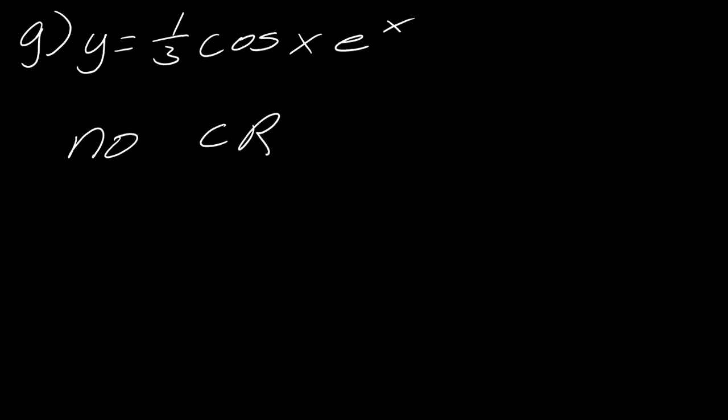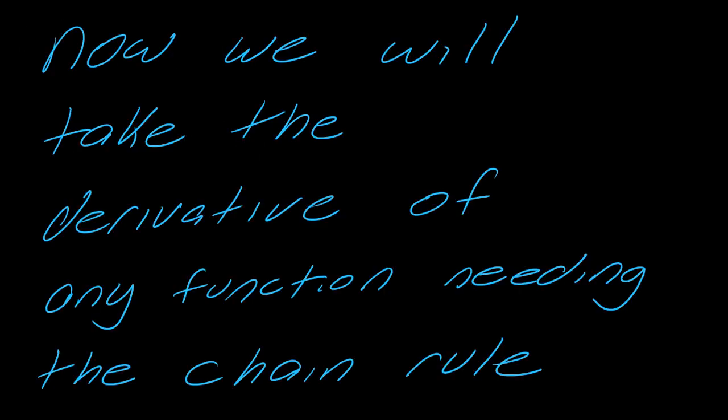So we're not gonna worry about that. You just multiply, you've got cosine of x times e to the x, and then this is just a constant, so that's no big deal. Okay, so now we will take the derivative of any function that needed the chain rule.